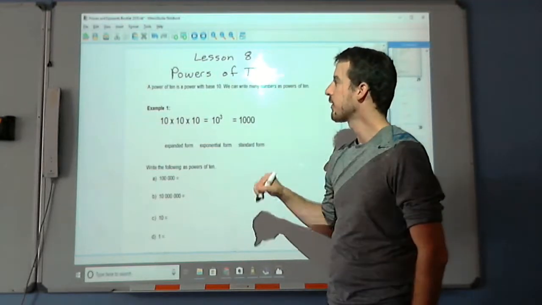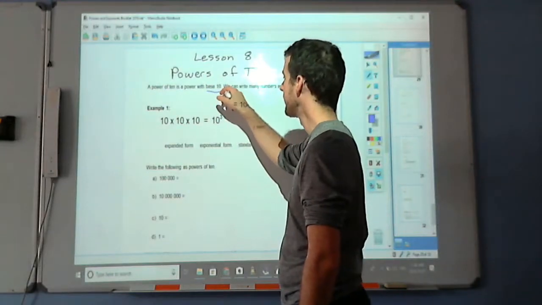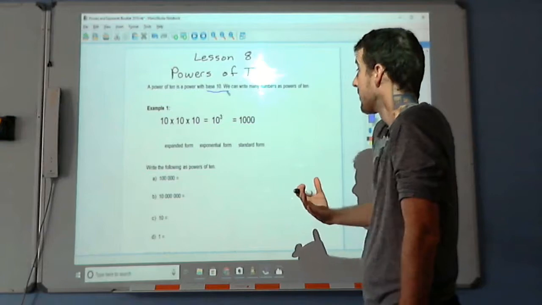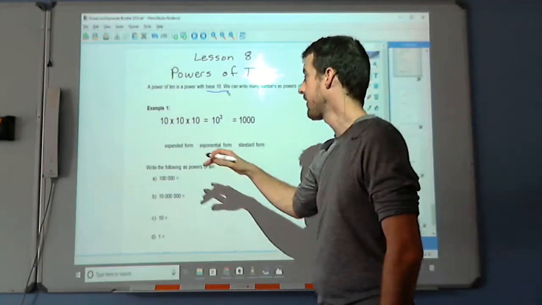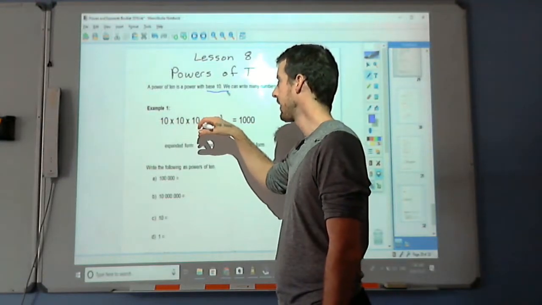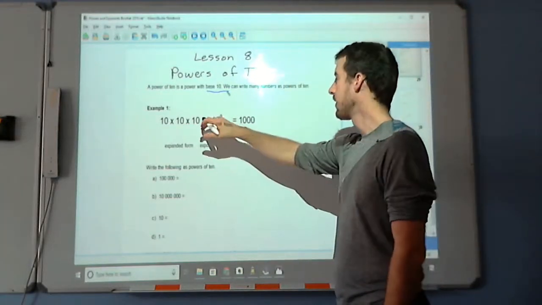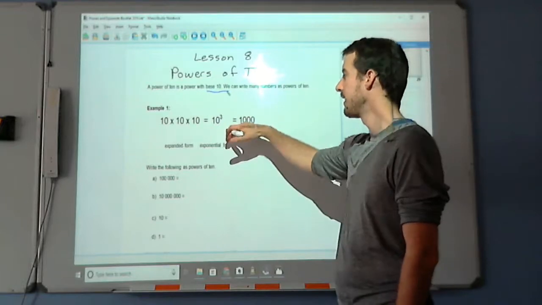Okay? So a power of 10 is a power with a base of 10. Pretty straightforward, right? And we can write many numbers as powers of 10, really an infinite number. But first example here, we can look at 10 times 10 times 10. Right? It's the same thing as 10 cubed. We've learned this up to now. And if we evaluate that, solve for what it is, it's 1,000.